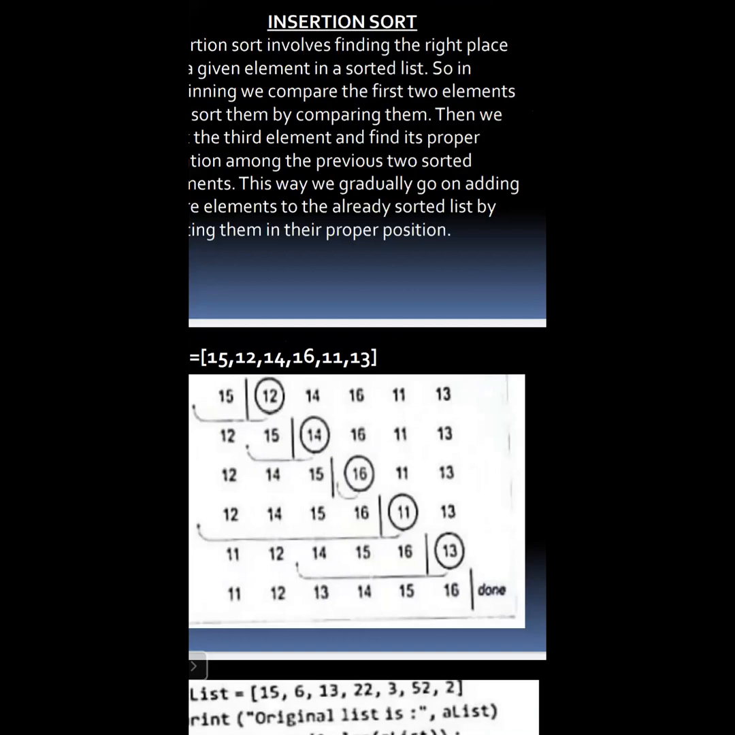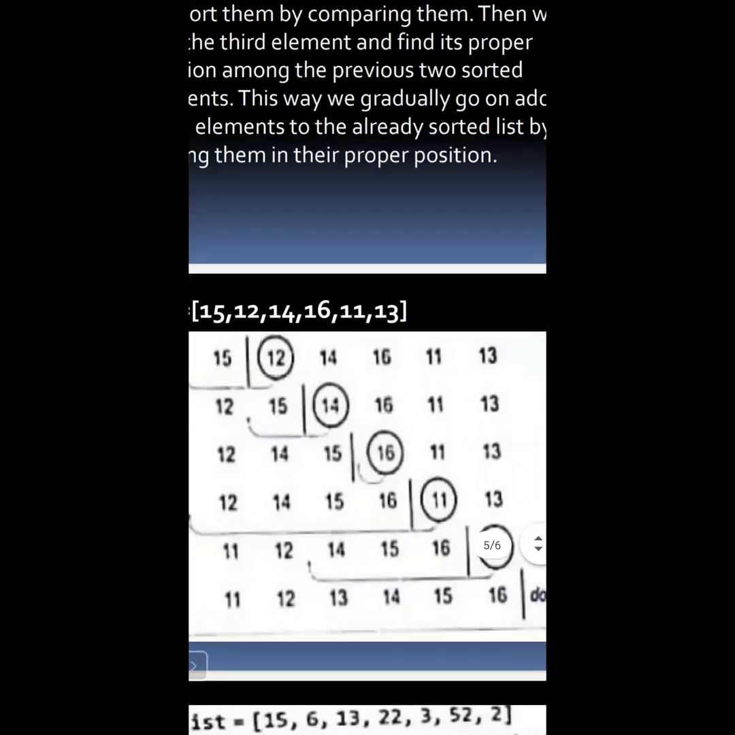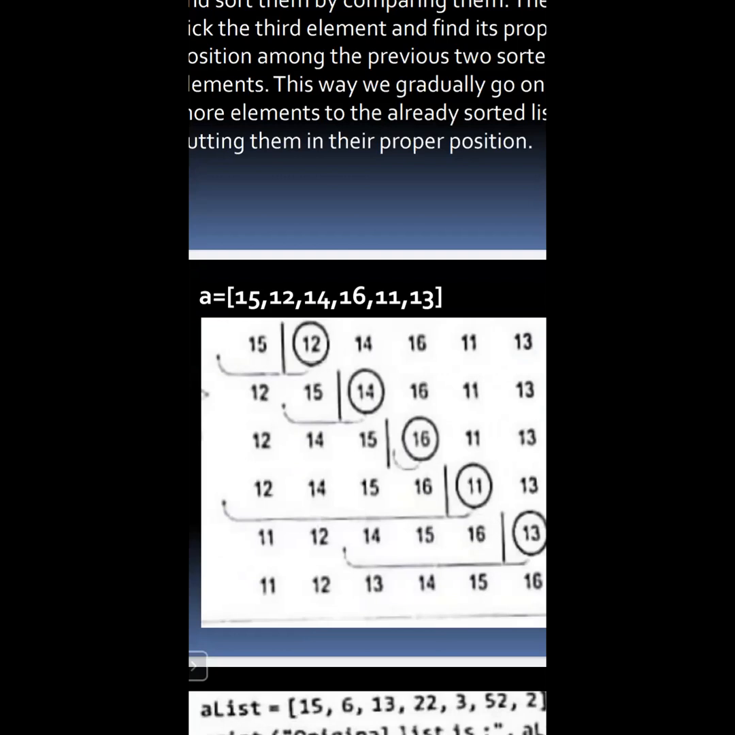Now come to the second line. Can you see the second line? What are the elements in the second line? 12, 15, 14. Very good. In insertion sort there are two parts: a sorted part and an unsorted part. You can see one line drawn. The left-hand side is the sorted part, and the right-hand side is the unsorted part.